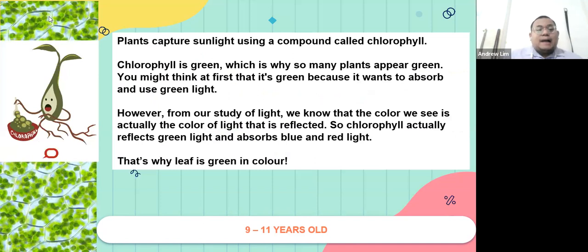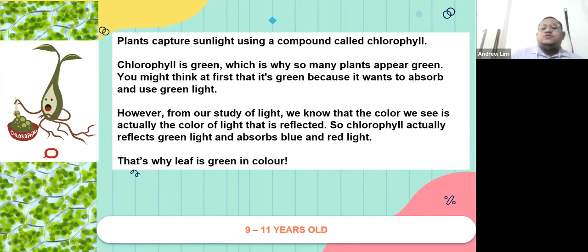The plant actually captures sunlight using a compound called chlorophyll. So 9 years old to 11 years old, do take note, chlorophyll is green. That's why many plants appear green in color. Some people may think that the reason why the leaf is green is because it wants to absorb green light. But unfortunately, no. Based on the light studies, what we see is actually the color reflected. So chlorophyll actually reflects green light and absorbs blue and red light. That's why the leaf is green in color.